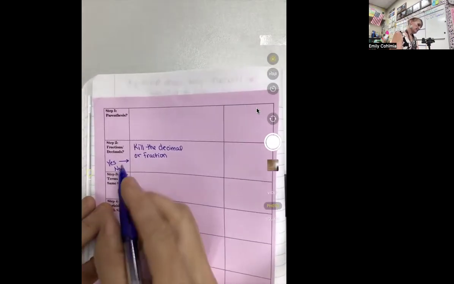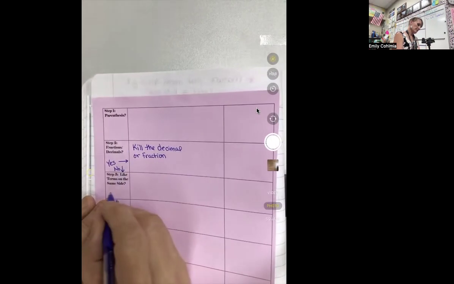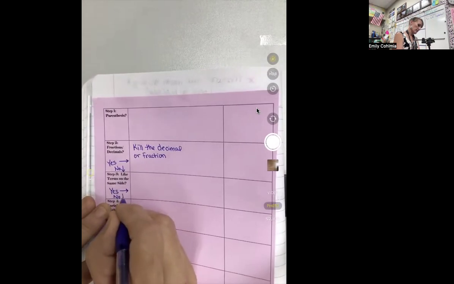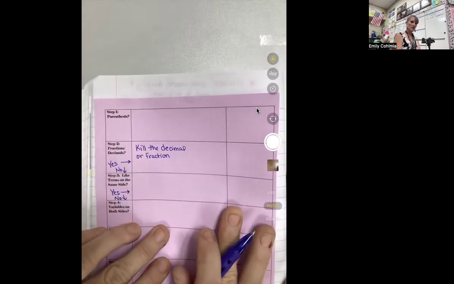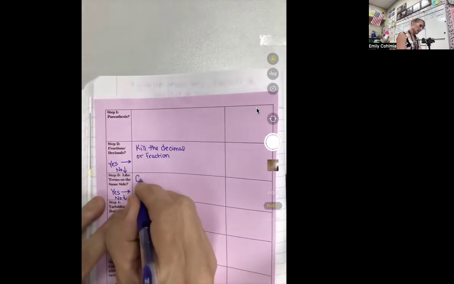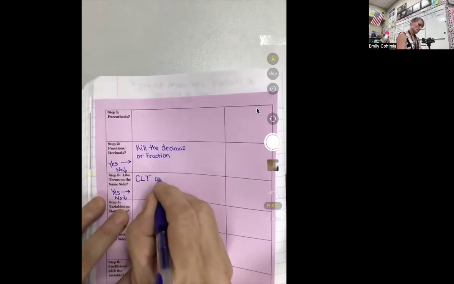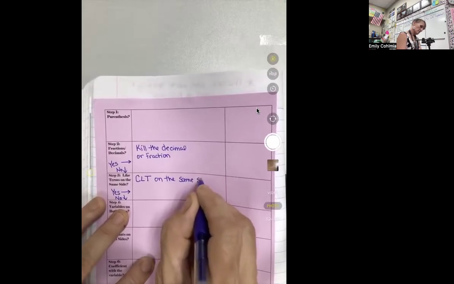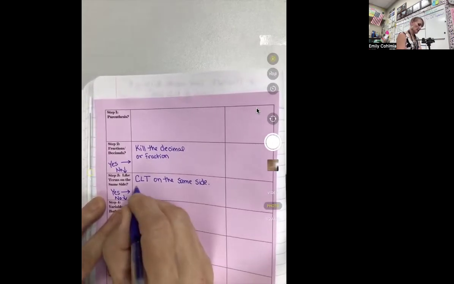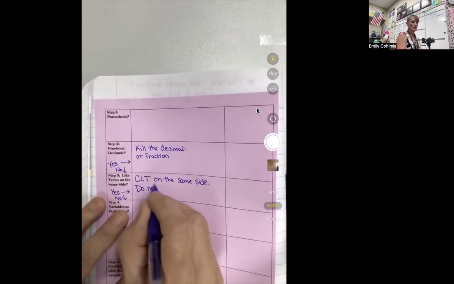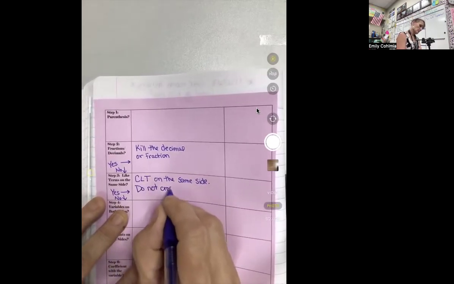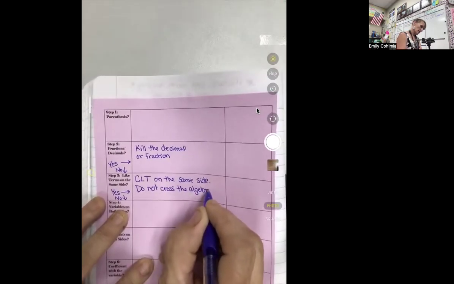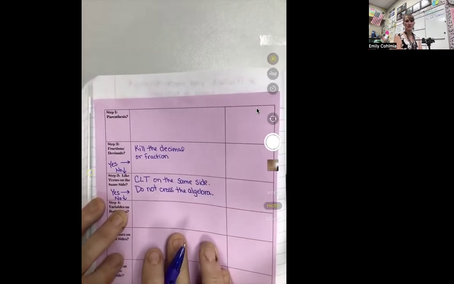So then the next step says, are there like terms on the same side? If yes, we're going to go this way. If no, we're going to go this way. So if there are like terms on the same side, we are going to combine like terms on the same side. The big thing here is do not cross the algebra wall. So we can't cross the algebra wall in this step, and I'll show you an example of this in a minute.